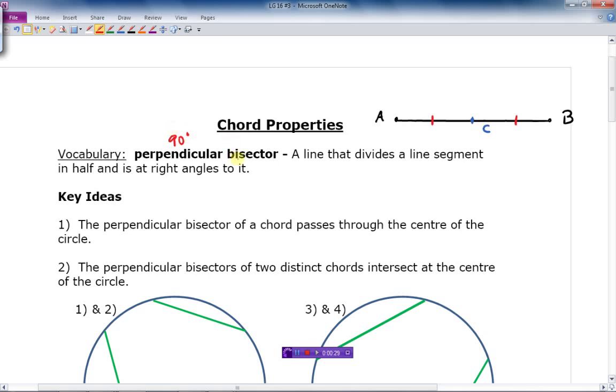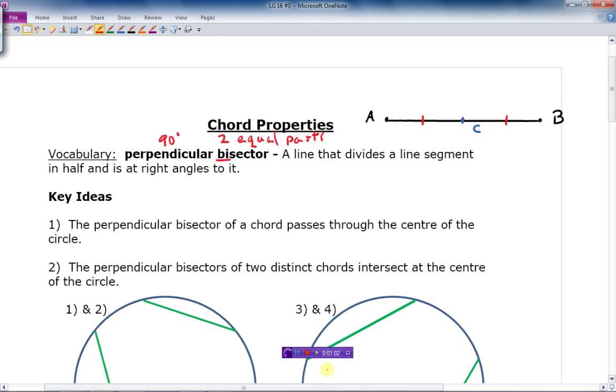And bisector, the term bi means two, and so two equal parts is what that has to do with a bisector. So if I have my line segment over here, AB, C is the center point, I put that in, and that divides it. If it's the center, it means it divides it into two equal parts. So I put little red lines there to show those are equal parts. And if I draw a line that goes through the middle of this, let's just move this over a little bit.